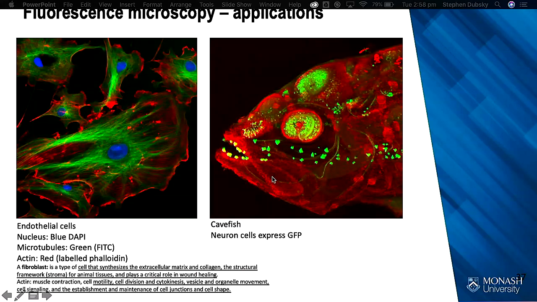So this is neuron cells, and they're expressing that GFP. So we can look at congenital diseases because the green fluorescent protein is tagged to the gene, and that's hereditary. So you can look at how genes are passed down and how they affect the growth and development of an animal.